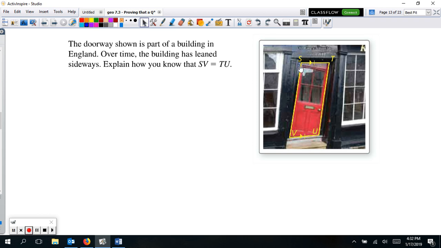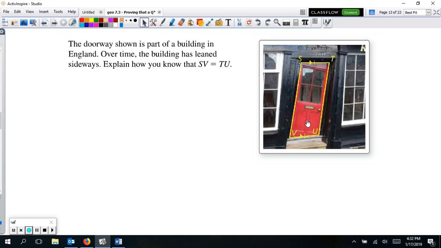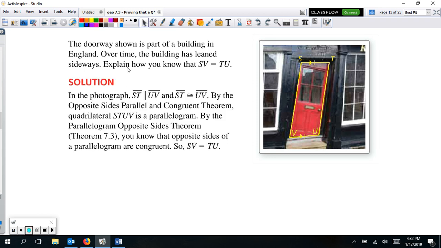So according to this one right here, the opposite sides parallel and congruent theorem, we can now say that this is a parallelogram. That means we conclude that side SV and side TU would also be congruent, equal to each other. So that's what this is basically saying. You can read through that.